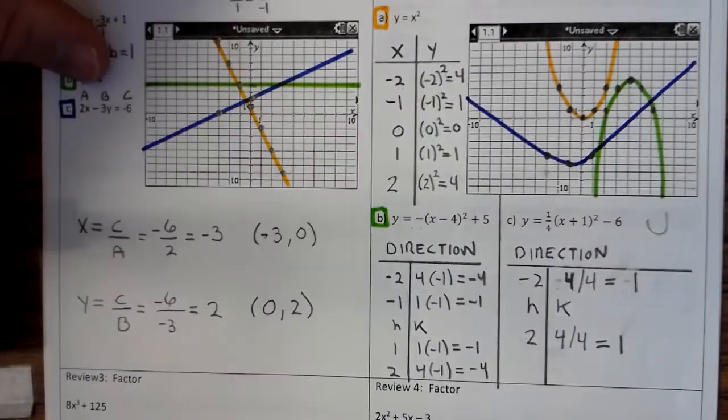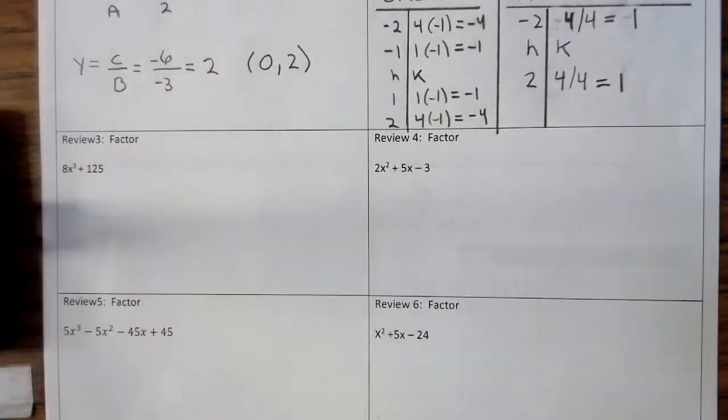Okay. Now let's look at the review 3, factor. Now we're doing a lot of review because this is the first assignment coming back from Thanksgiving break. That's why we did the gobble gobble and the ornament assignment to kind of review solving and factoring. And we're going to continue that review a little bit more just to refresh you from the Thanksgiving break.